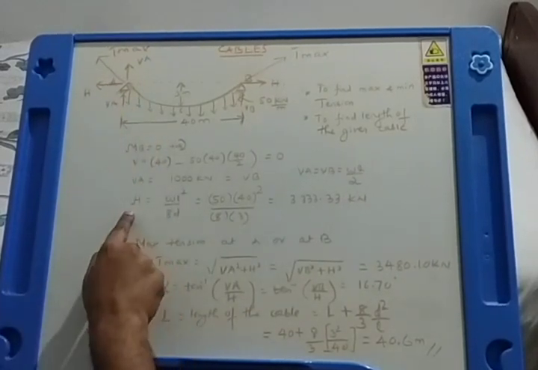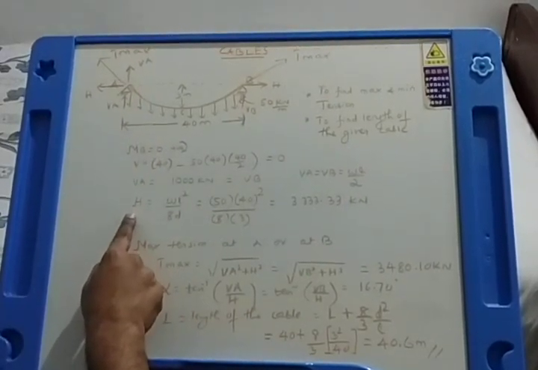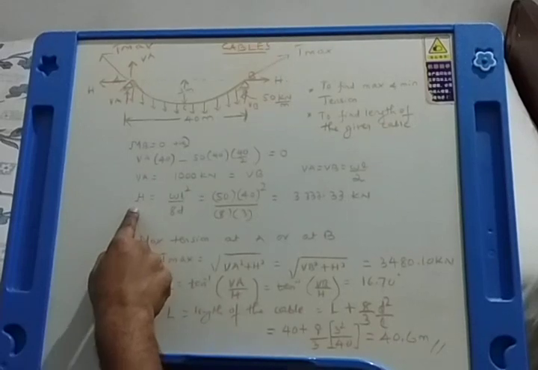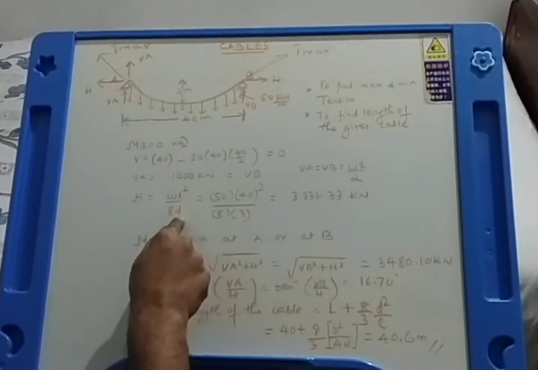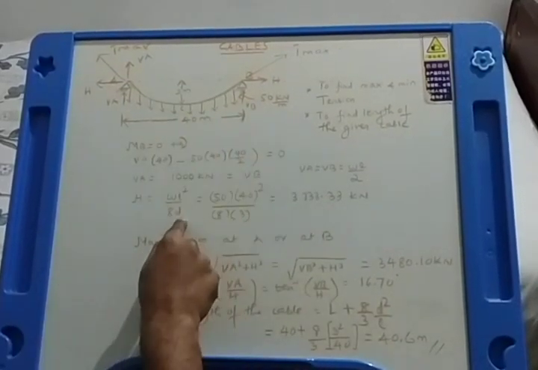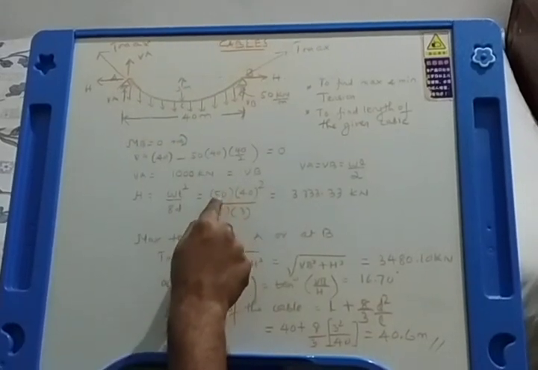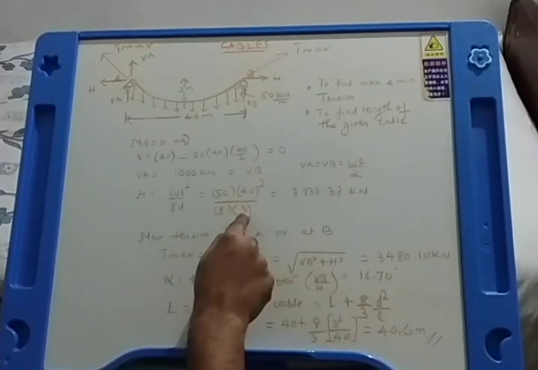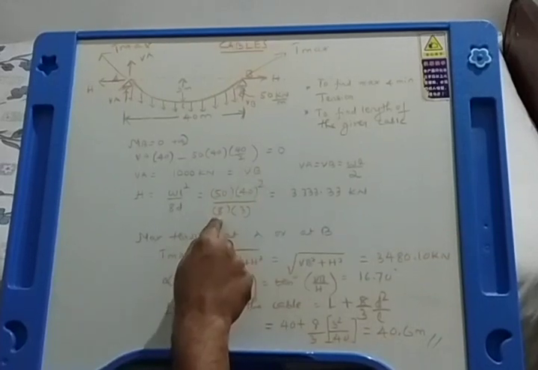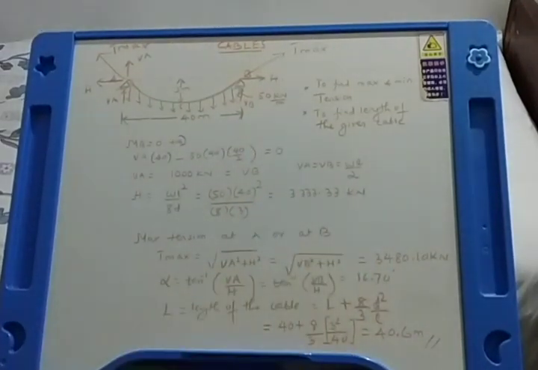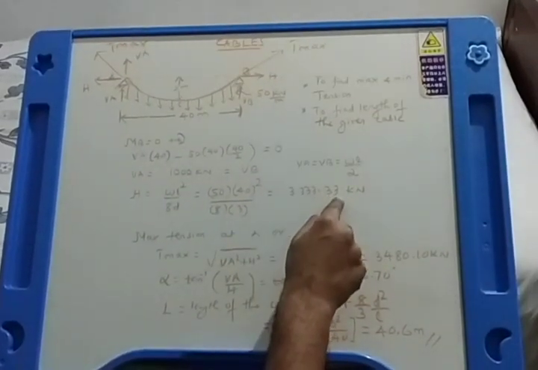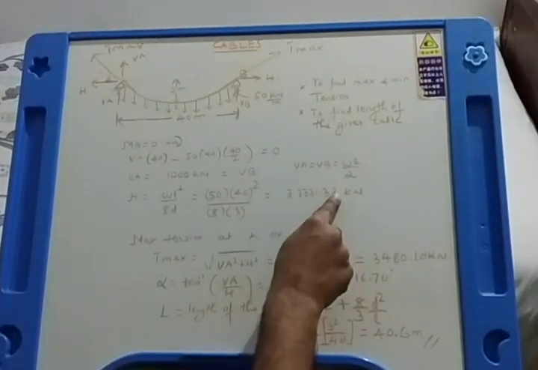Now let us find out the horizontal pull. In the last session we had seen the formula for horizontal pull, that is given by WL square upon 8D, where L is the span and D is the central dip. Let us substitute W as 50, L as 40 and D as 3. That is 50 into 40 square divided by 8 into 3. You do the calculation, you are going to get 3333.33 kilonewton. This is the horizontal pull.